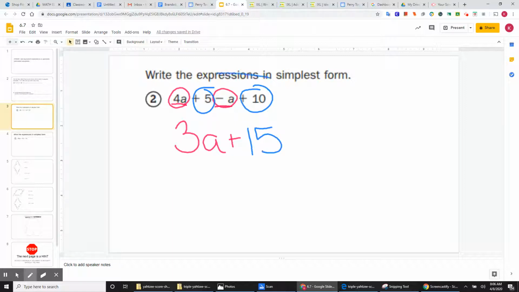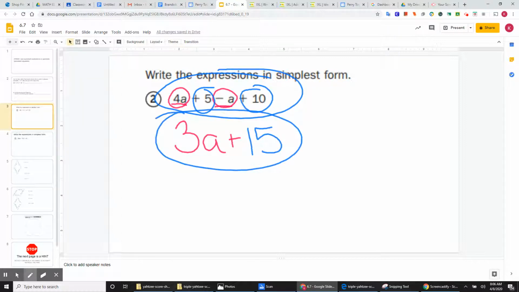And these expressions here and here would be equivalent or equal to one another. If I plugged a number in for a here, and I plugged the same number in for a in this expression, we would get the exact same answer.